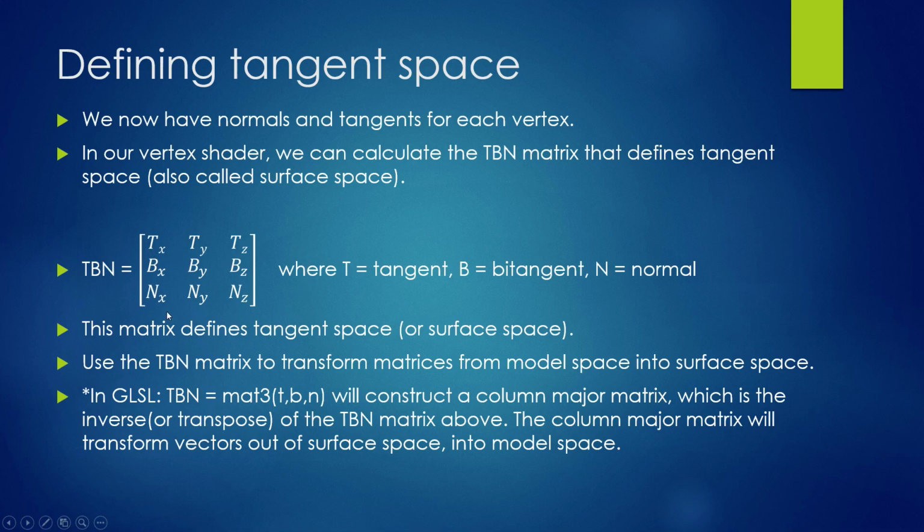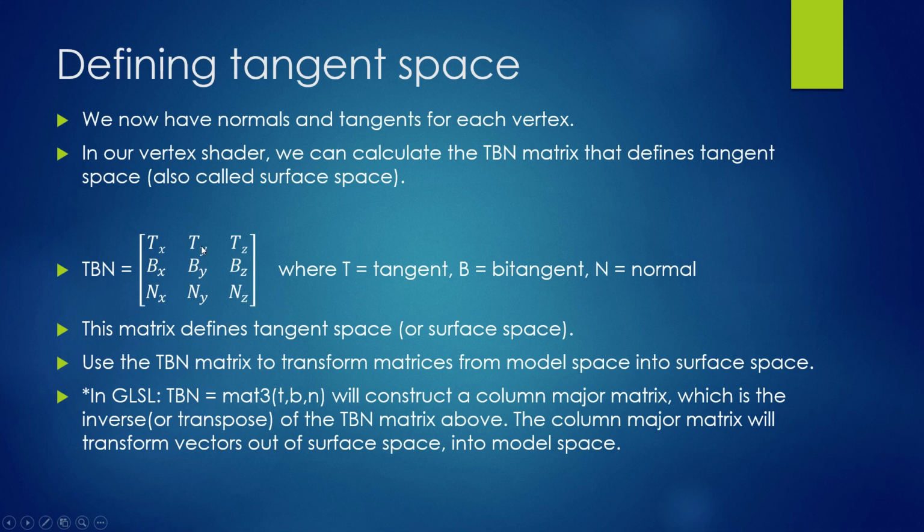So right here, how I display it is row major, where the tangent, the bitangent, and normal vectors are stored in each row of the matrix. And if you have it this way, it will transform matrices from whatever space the tangent, bitangent, normal are defined in. So if these are in model space, it will transform vectors and matrices from model space into surface space if you do the multiplication.